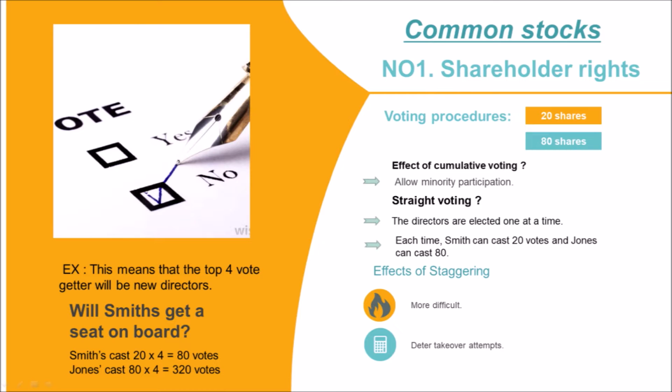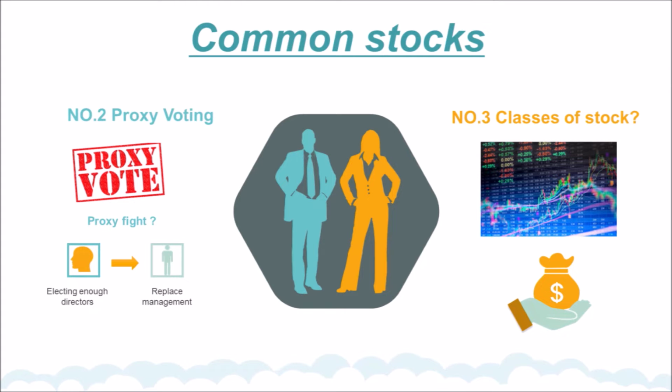And overall, staggering has two basic effects. The first one, staggering makes it more difficult for a minority to elect a director in the cumulative voting because fewer directors are elected at one time. Second, staggering makes takeovers more difficult because of the difficulty of voting in a majority of new directors.